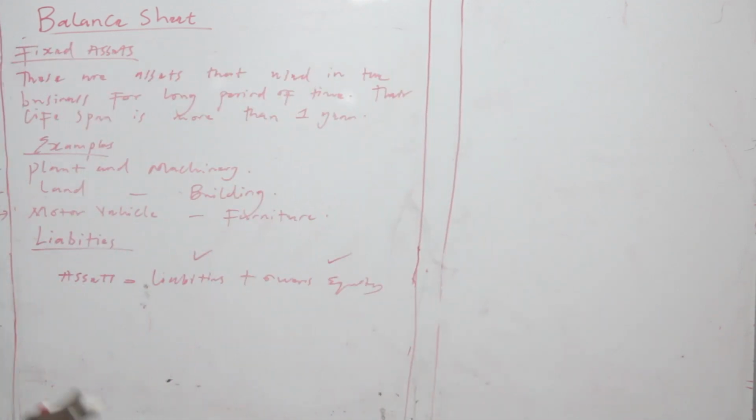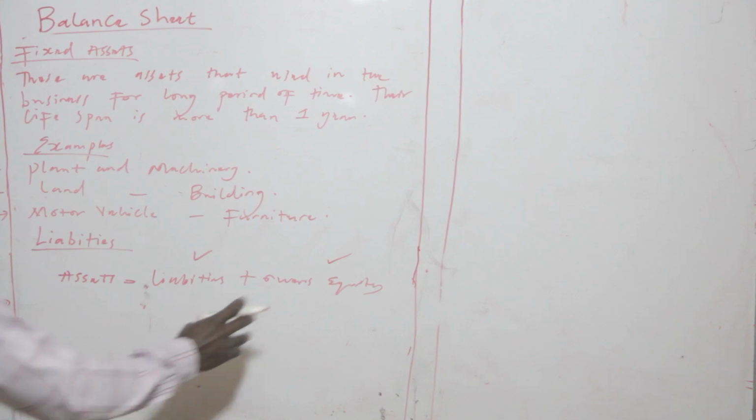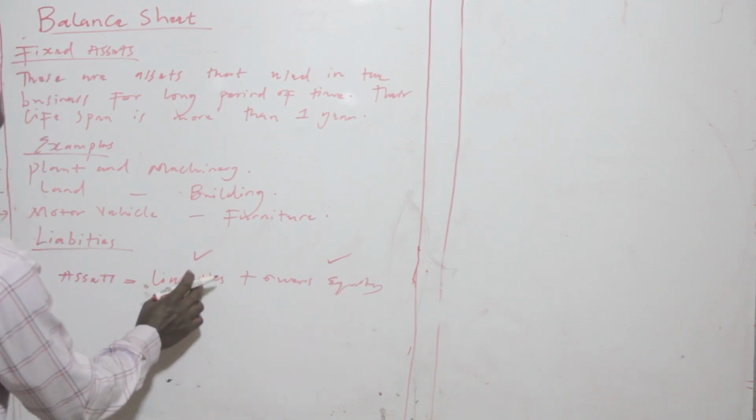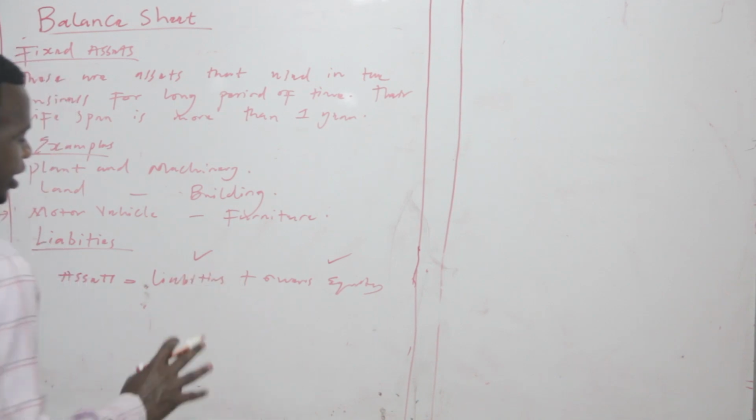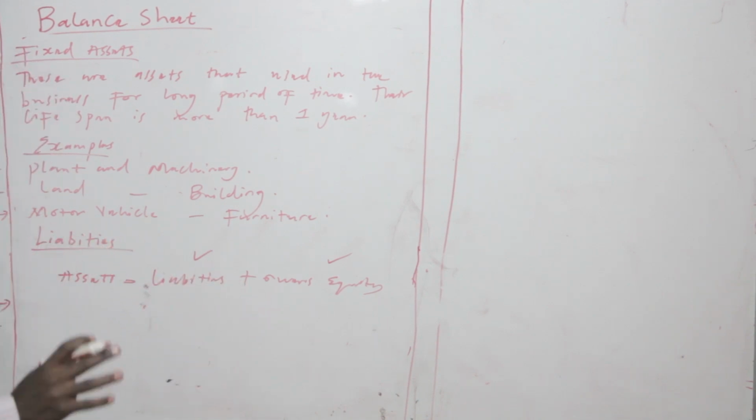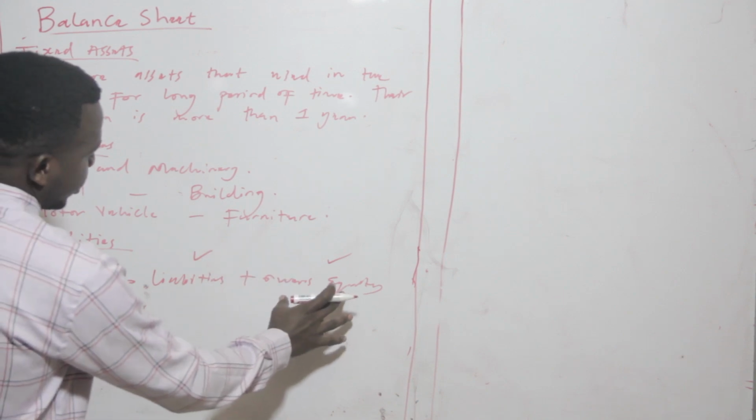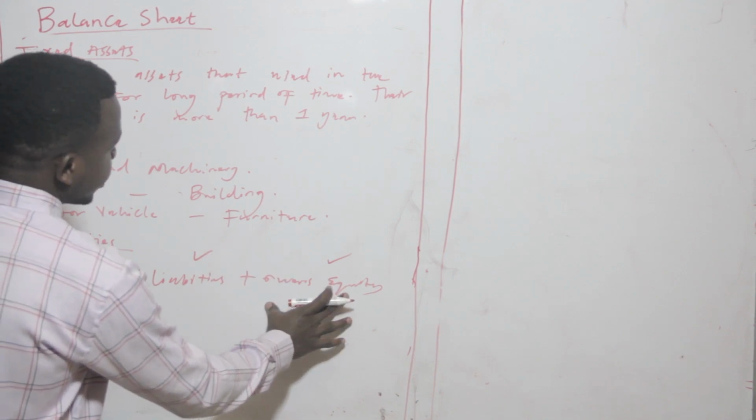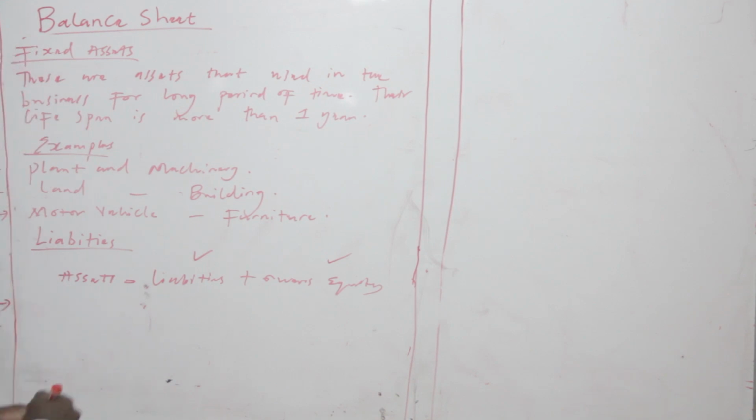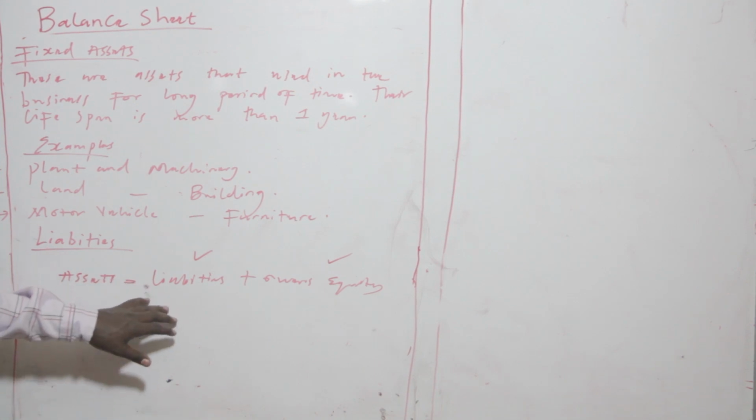So I've said when the business is starting, it will need the funds, and those funds can either be obtained from owner's equity and liabilities. So when the business starts to operate, if it starts by using the owner's equity, and if the owner's equity is not enough, it's going to opt to get the funds from outsiders. And the option of getting the funds from outsiders, that's referred to as liabilities.